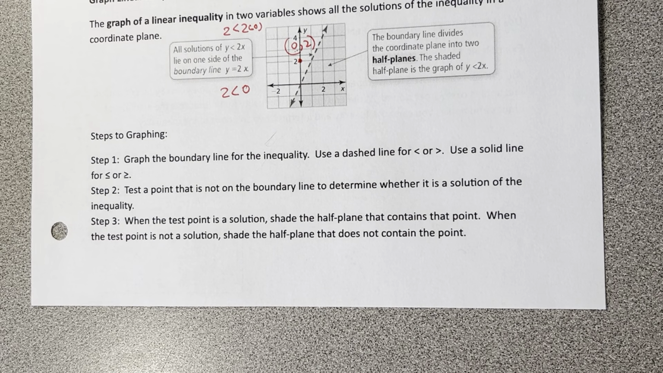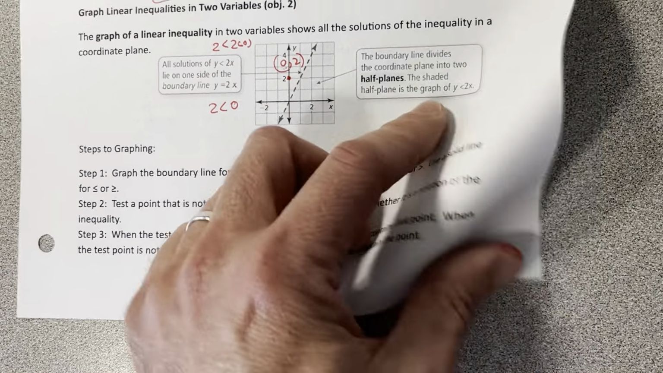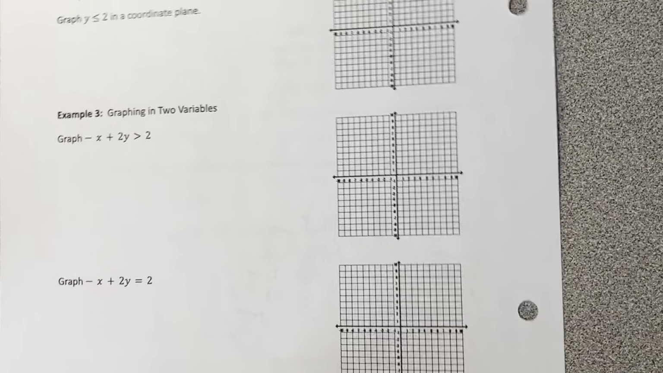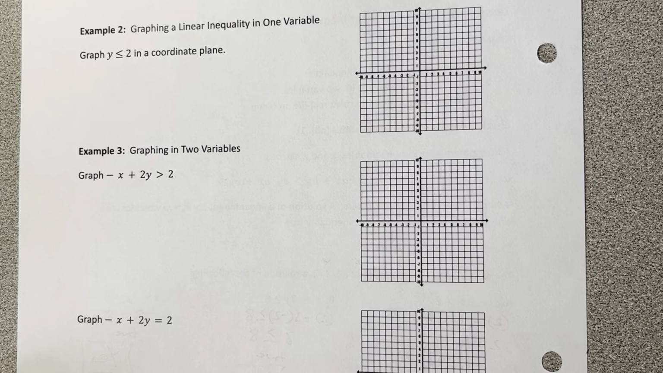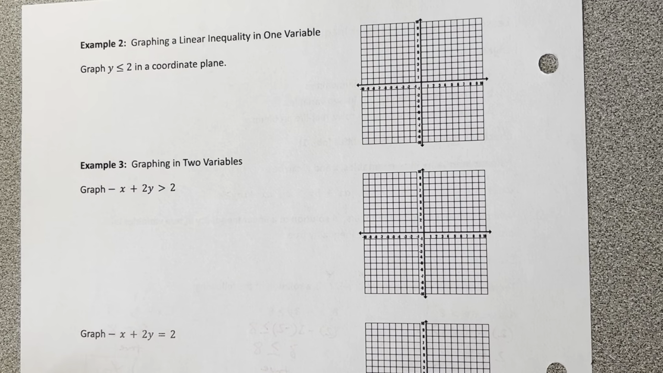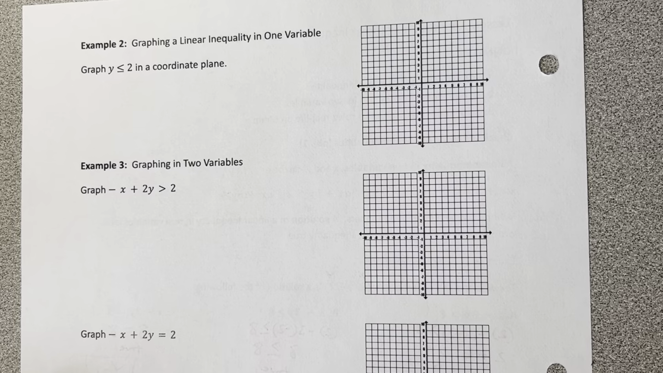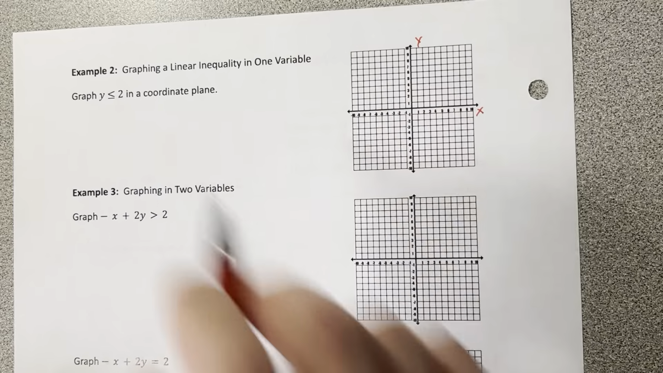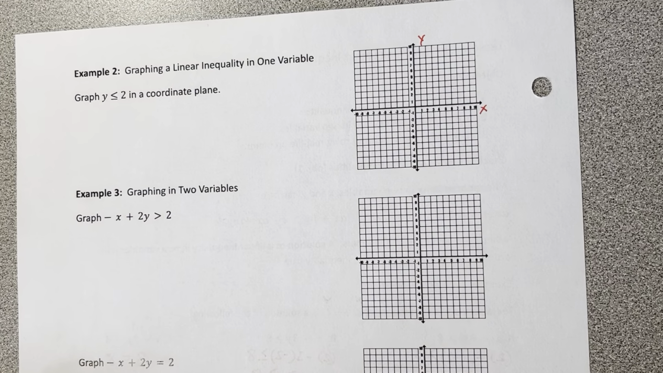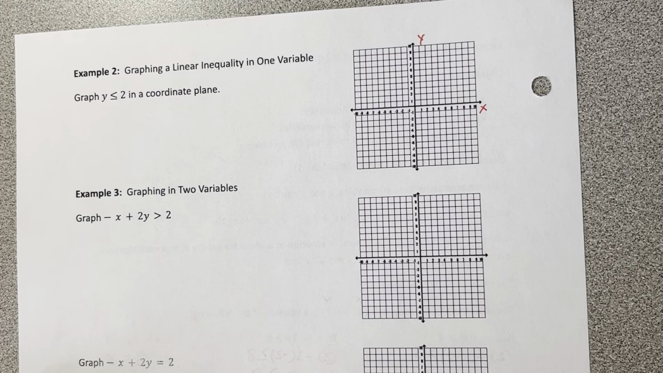But also, I'm going to kind of help you realize if you have y by itself, it's pretty straightforward to tell which side to graph if you just kind of think about it. All right, let's flip it over and take a look. Graphing a linear inequality in one variable. Now, technically, we're still doing two variables. It just so happens that we don't have an x variable, but we're still going to graph it on a coordinate plane that has an x and a y. So that's a bit of a misnomer there. So we're going to graph y is less than 2 in a coordinate plane.